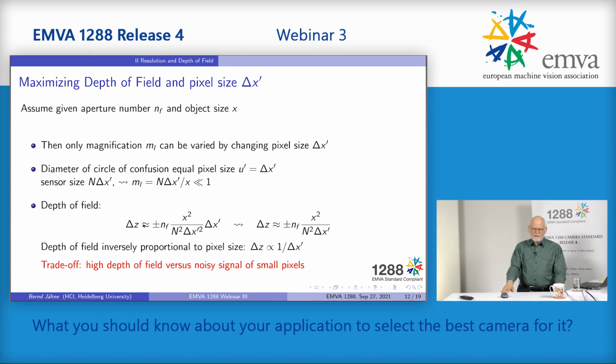So we have really a serious trade-off. We can get a high depth of field, but with the small pixels, as you have seen, we do not receive enough photons and then have a very noisy signal caused by the small pixels. So that is the thing you always have to think about.